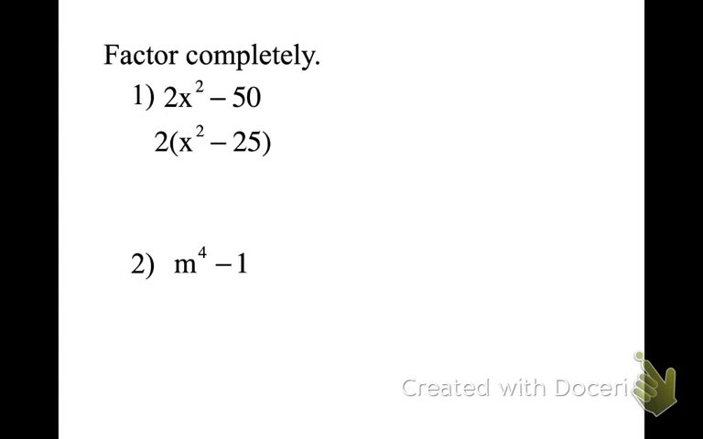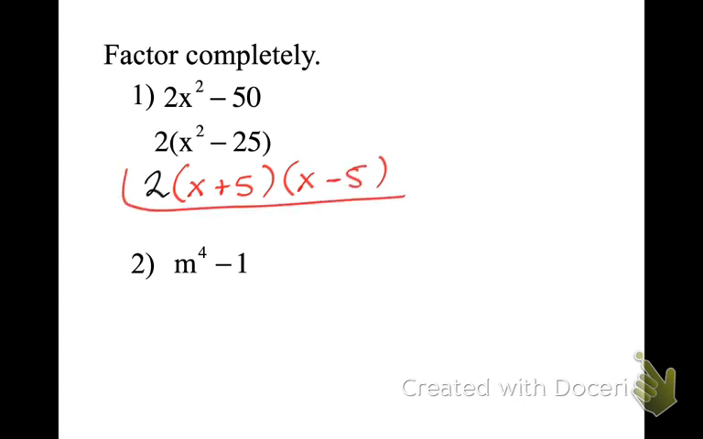Okay, go, Roman. X squared minus 25. Good. So I bring down my 2, and then I'm going to factor the x squared minus 25 to what? Keep going, Roman. X plus 5 times x minus 5. Am I completely factored? Yes. Okay, this is the answer you're putting in my answer column.